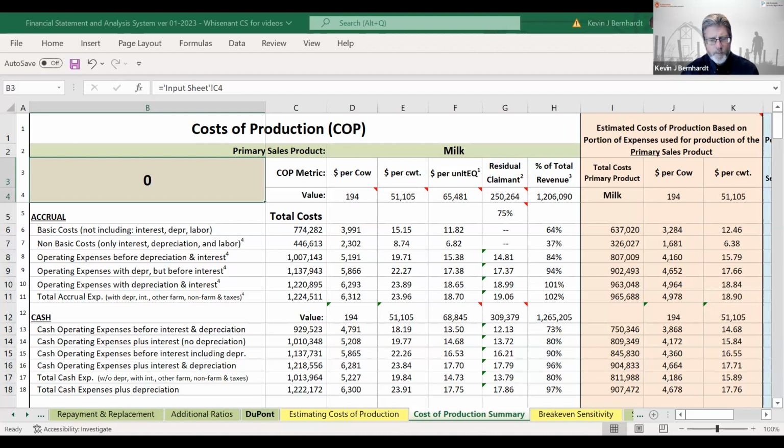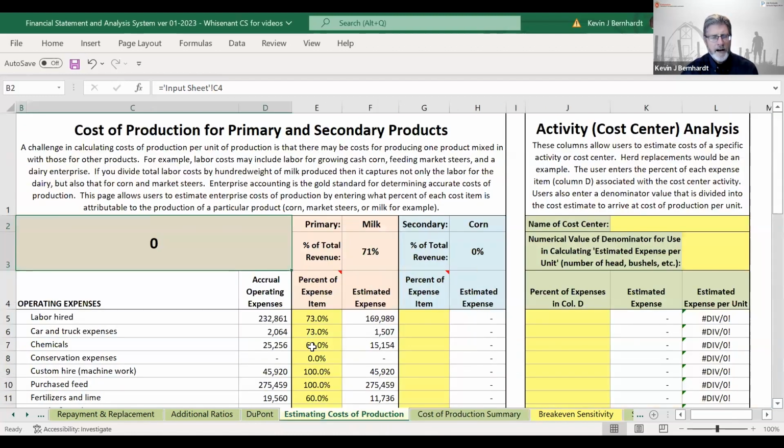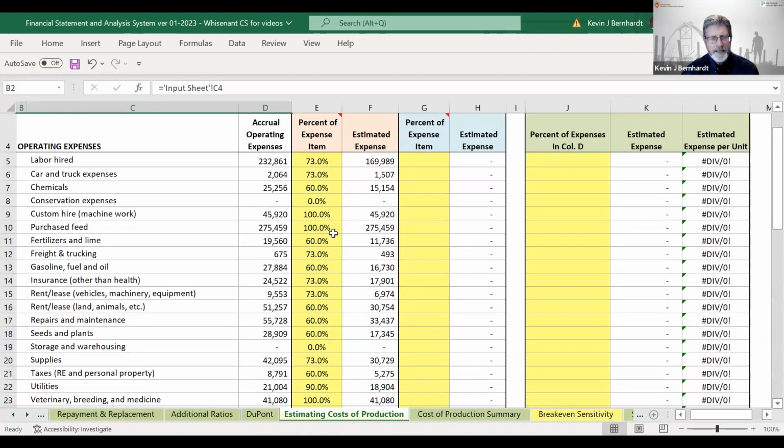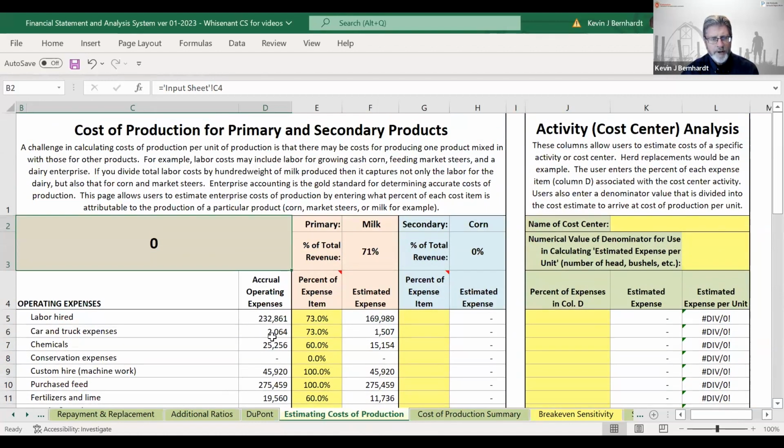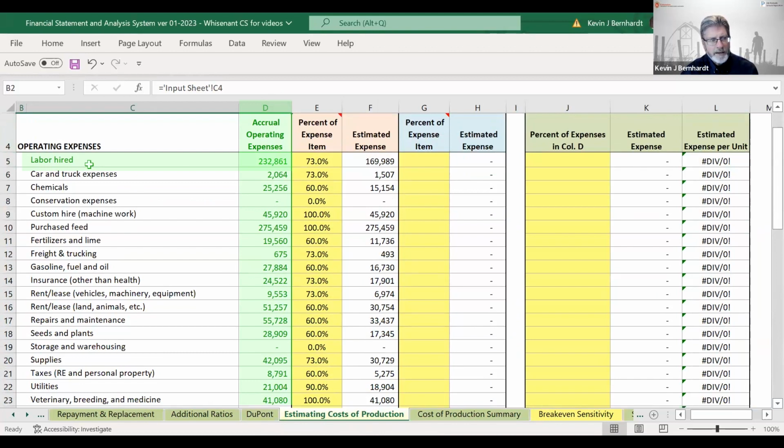At the bottom where the tabs are, there's a tab called estimating cost of production. So I'm going to click on that. Now, what this tab does is it automatically carries over all the operating expenses that you had on your income statement. So in column D, our labor hired is row 5 here, and that $232,861 number came from the income statement for the amount of costs we had for labor. And it does the same thing for all the rest of the costs.